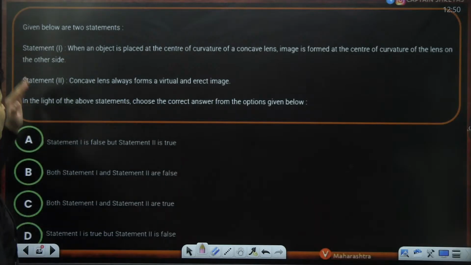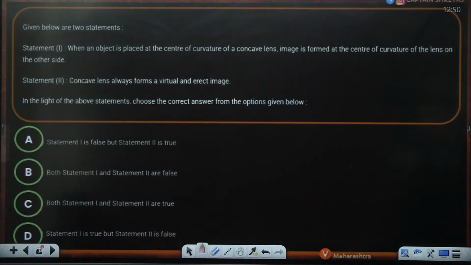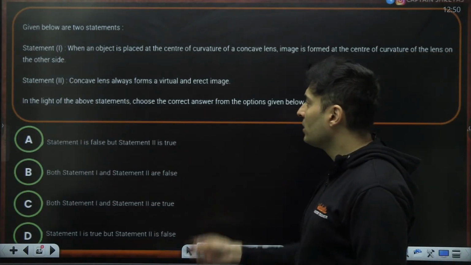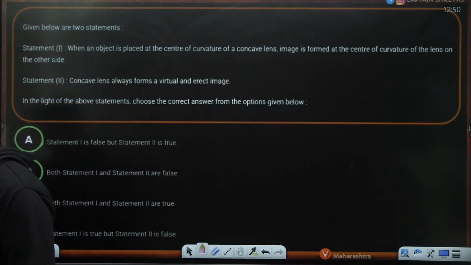Here it is. When an object is placed at the center of curvature of a concave lens, the image is formed at the center of curvature of the lens on the other side. Concave lens always forms a virtual erect image. What do you think about these statements? I want to see everybody's answer in the chat box right away. Come on, guys.